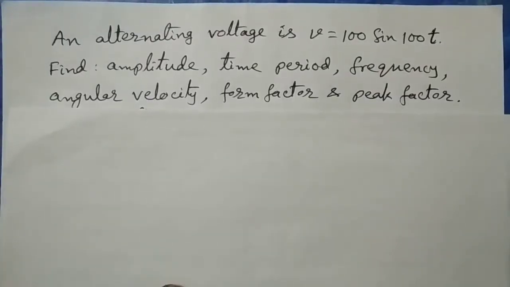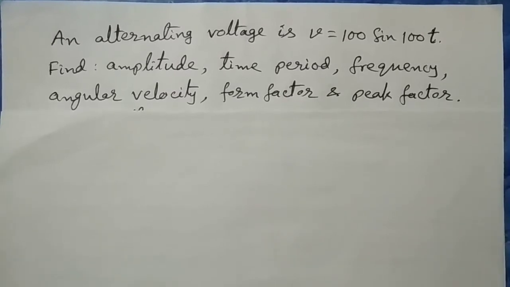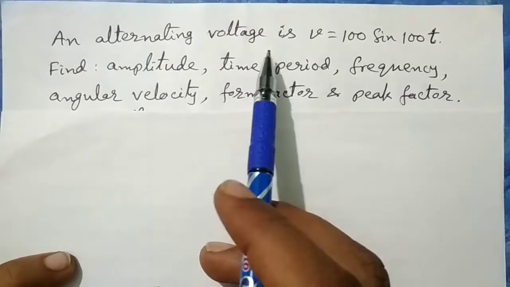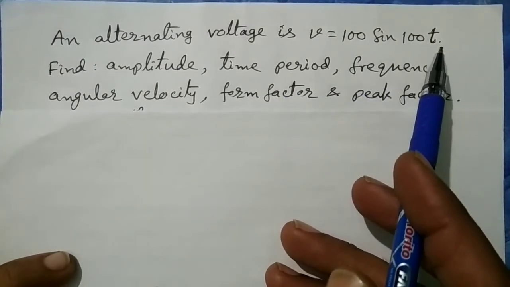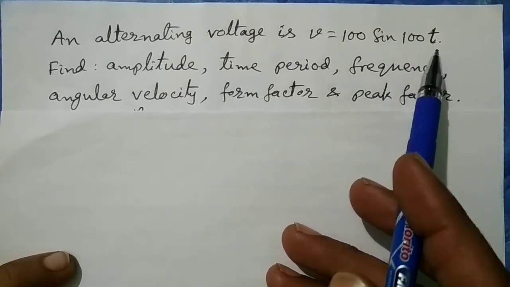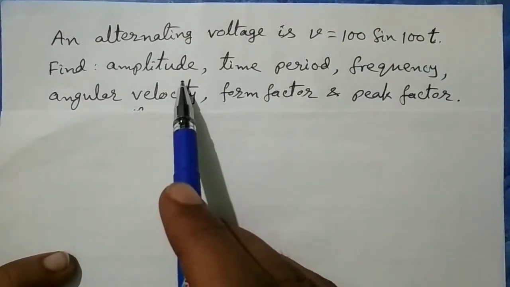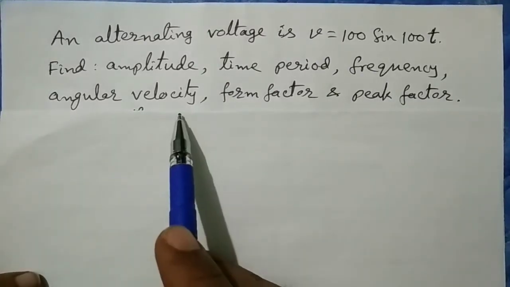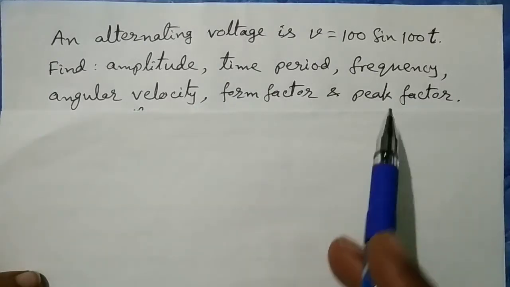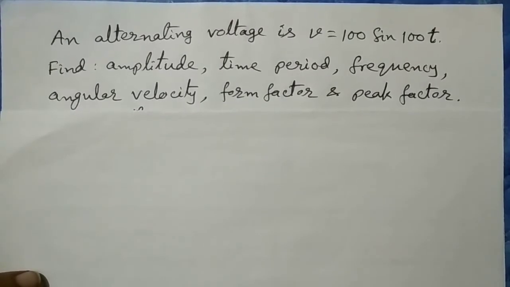There is another type of question in this topic. Here the question is, an alternating voltage is V equal to 100 sin omega t, 100 sin 100t. Find the amplitude, time period, frequency, angular velocity, form factor and peak factor of the waveform.